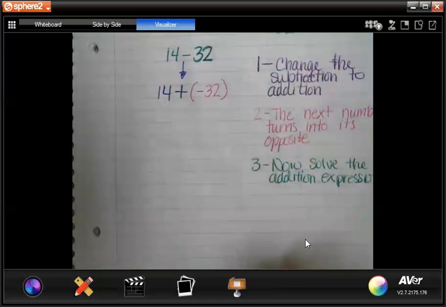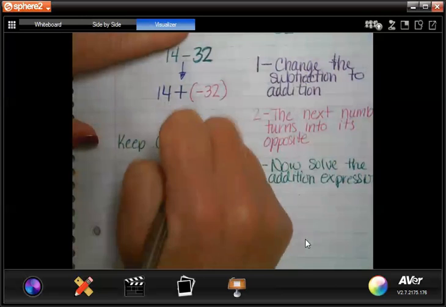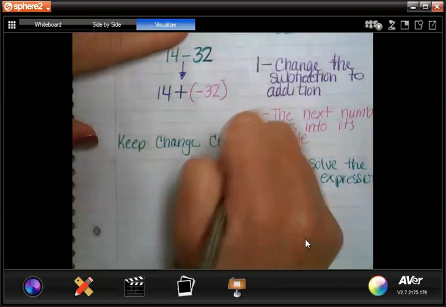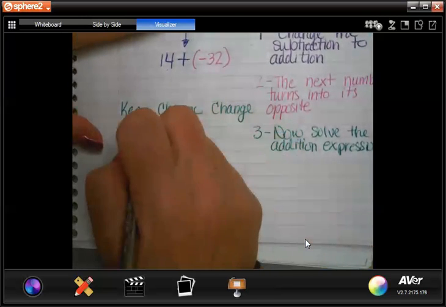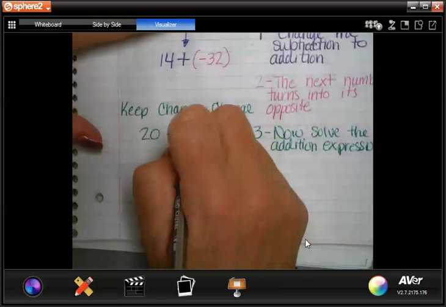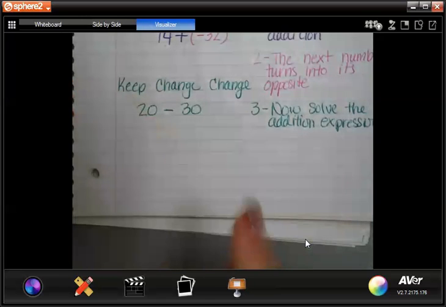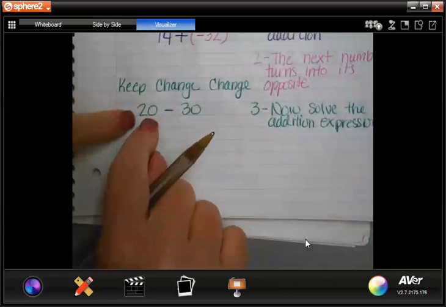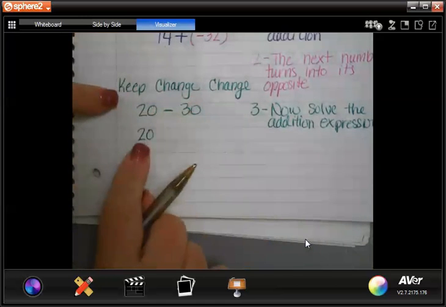Here is what keep change means. All right. So let's say you have a problem that looks like this. 20 minus 30. We'll keep it simple, right? So you're going to keep the first number in this expression the same. We're going to MC Hammer it. Can't touch this. So keep the first number the same.